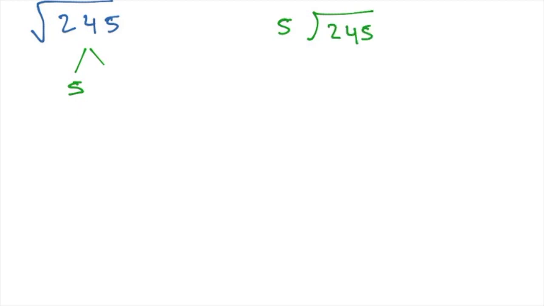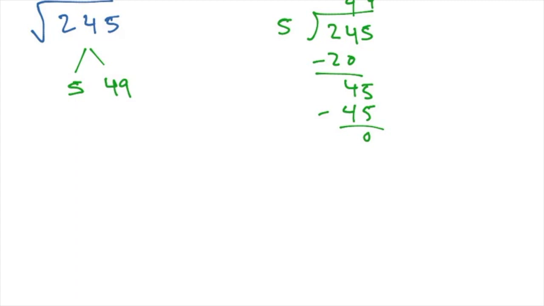Let me divide. 5 goes into 24 how many times? At least, what? 4 times? So it'll give me 20. Subtract. It gives me a 4. Bring down the 5. So 5 times what gives you 45? That's a 9. That's 45, and that's okay. So 5 times 49 gives me 245.